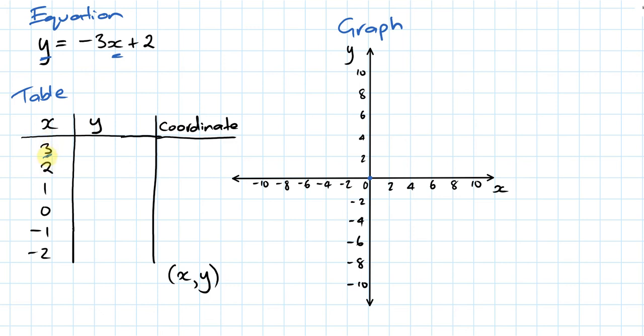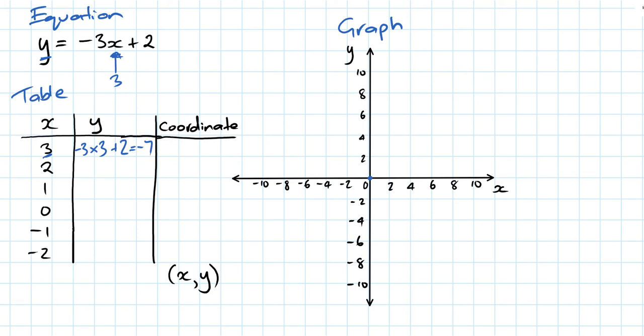So when x is equal to 3, what is y? Okay, so when x is 3, y is equal to negative 3 times 3. That's what negative 3x means. So negative 3 times 3 and then add 2. So I get negative 9 plus 2. That's equal to negative 7.